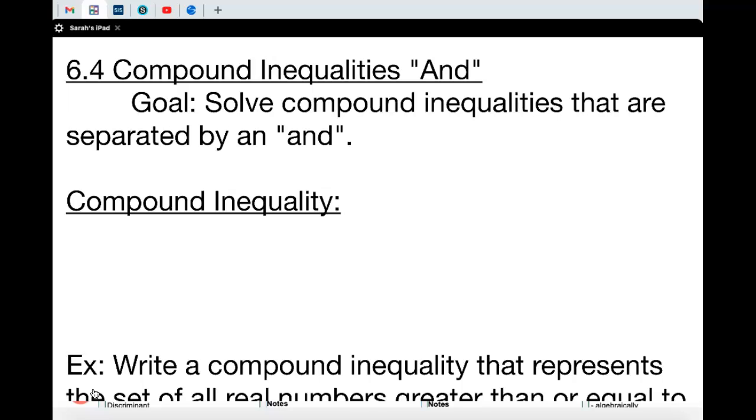We can have multiple inequalities happening at one time, so that's where we get compound inequalities. Does anybody know what compound means? More than one. Okay, so compound means more than one. Let me write that down.